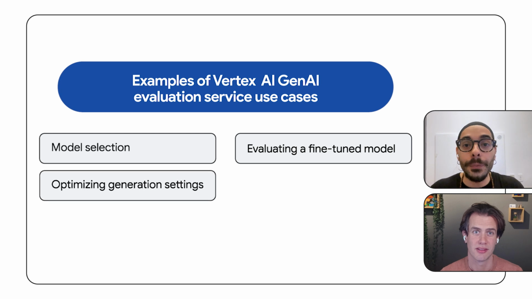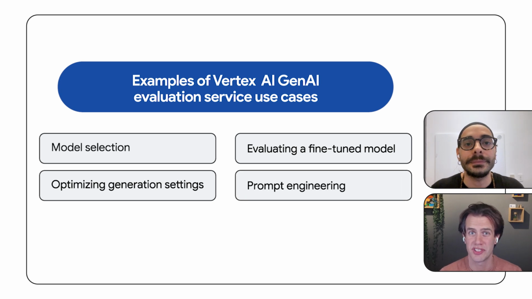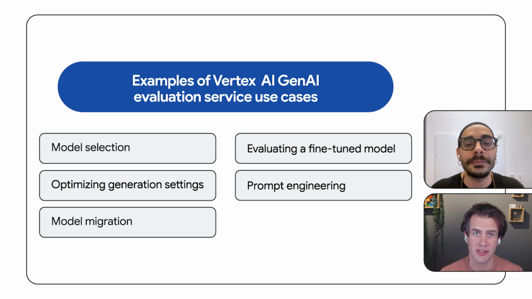And don't forget about optimizing generation settings. You can run experiments with different temperature values. Or what about evaluating different versions of the same prompt? Or when you want to upgrade to a newer version of a model? Yep, those are great use cases to evaluate. So whenever you're choosing a model, fine-tuning a model, or writing the perfect prompt, the GenAI evaluation service has you covered.